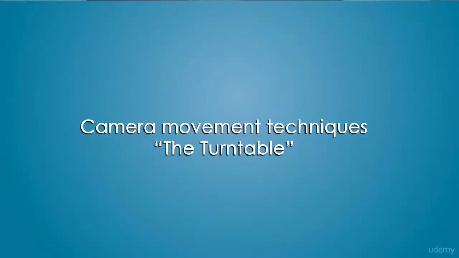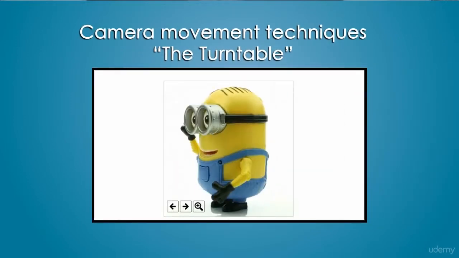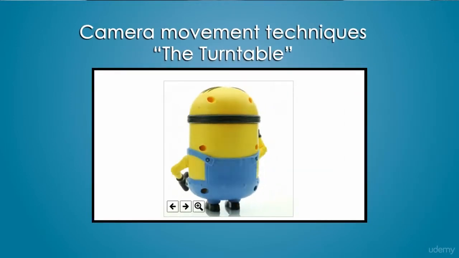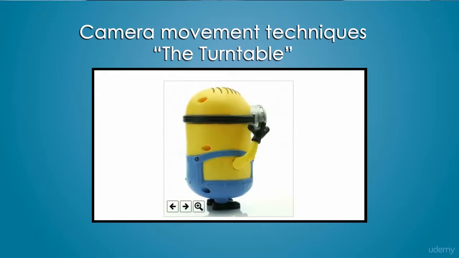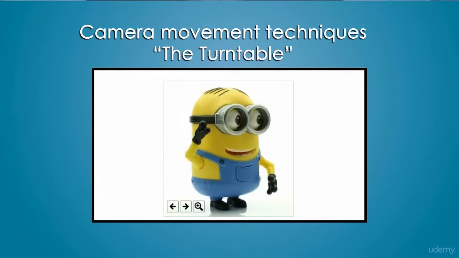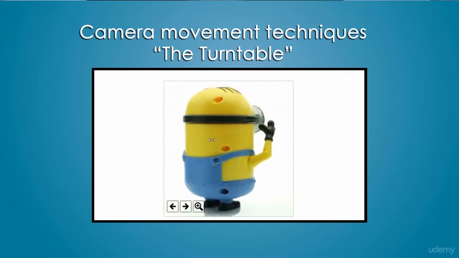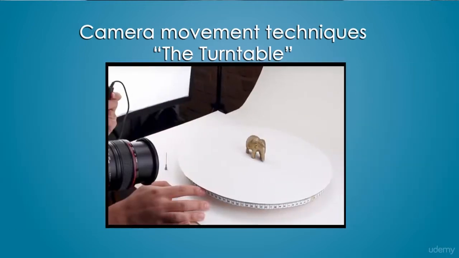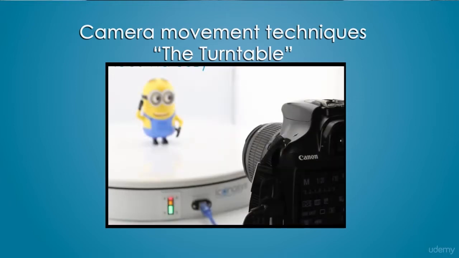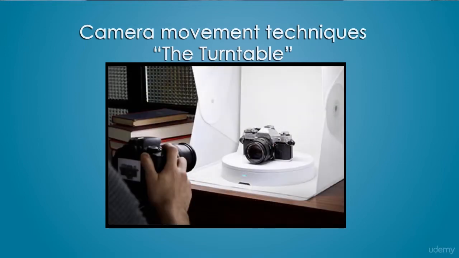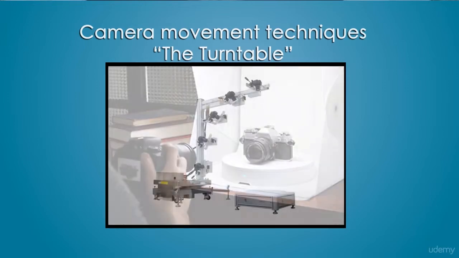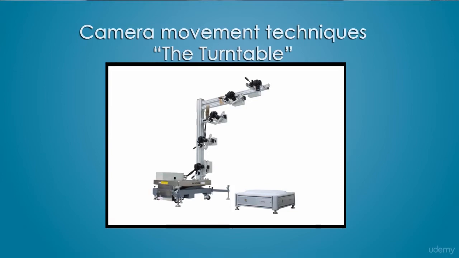Camera movement techniques. The turntable. Turntable is a technique used for showcasing a product by shooting it from all 360-degree angles. In real life, they position the product on a rotational table like this, with a steady camera shooting the object while it's being rotated. It can be as simple as this one or more advanced version like that one.